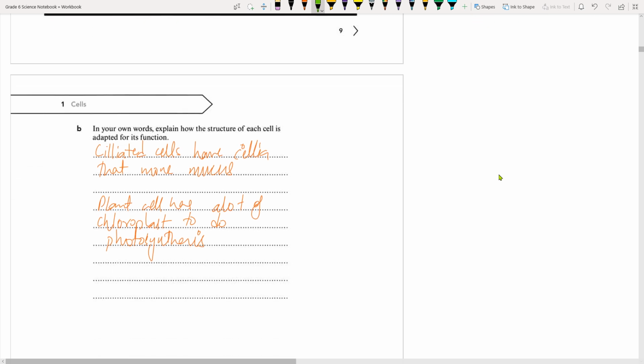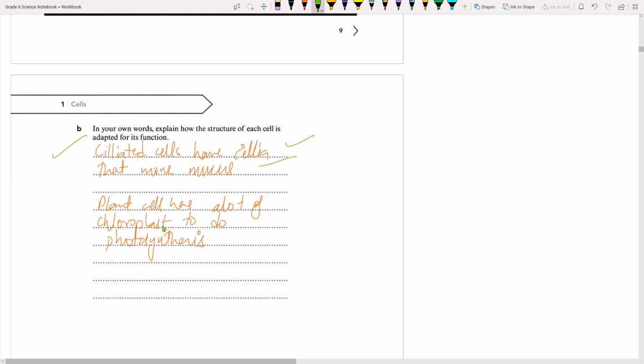All right. So, in your own words, explain how the structure of each cell is adapted for its function. Now, the ciliated cell has cilia that move the mucus. That's why it is adapted. It doesn't have large vacuoles or other structures, because it's designed to do only one thing, which is to move mucus. The hair cell is the actual function.